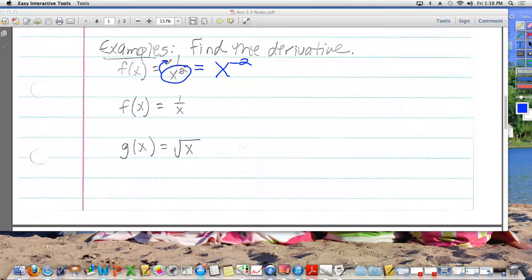Now follow the rule. So the derivative of f of x is equal to, let's follow our rules that we just talked about above. You take this power of negative 2 and you multiply it by the coefficient out front. So negative 2 times the 1 out front is negative 2. X to the, what's the rule? What do you do to that power? You subtract 1.